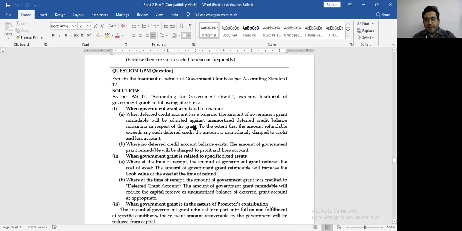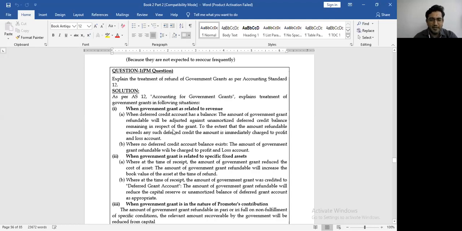Question number 1. Explain the treatment of refund of government grant as per accounting standard 12. As per AS 12, accounting for grants, explain the treatment in the following situations. 1. When government grant is related to revenue, when a deferred balance account has a balance, the amount of grant refundable will first be adjusted against the unamortized deferred credit balance, which you will never have. So that will always remain zero. Because that will always remain zero, you will always charge to the profit and loss account.